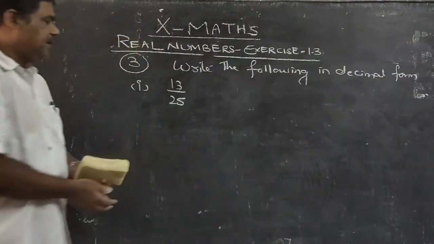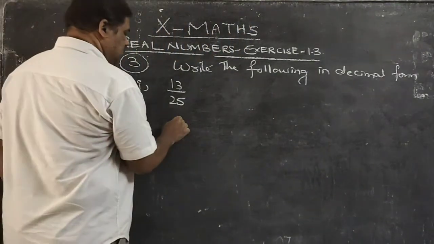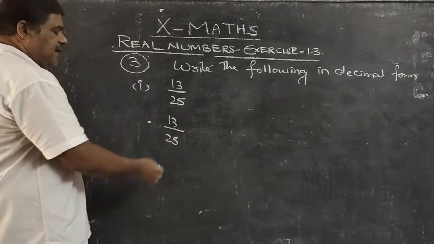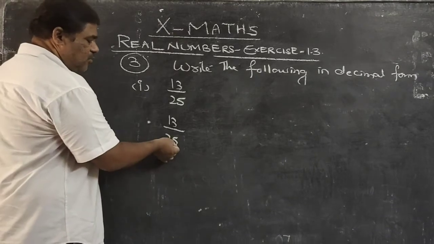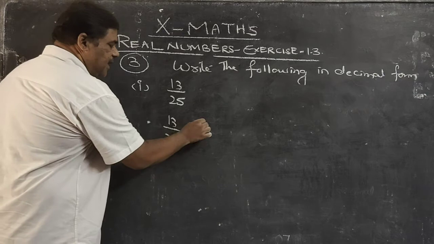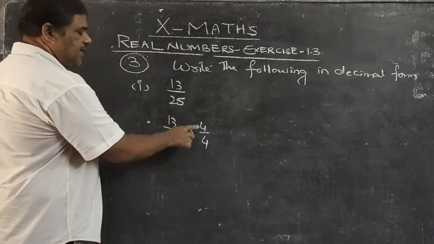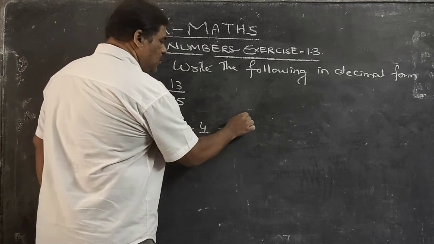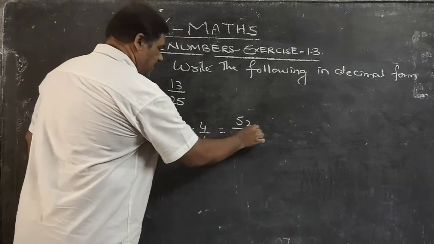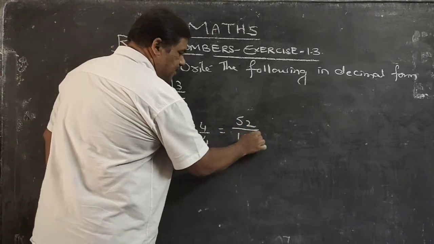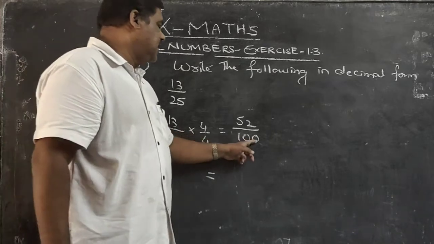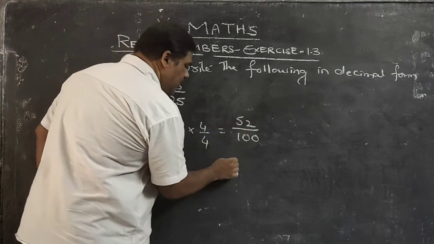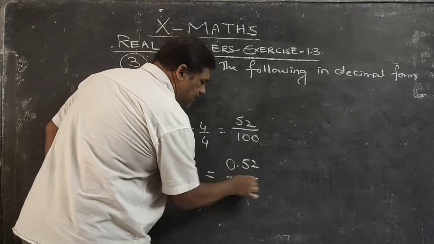Let us make the denominator a multiple of 10. So 13 by 25. We can make the denominator 100. We cannot make it 10 because 25 is more than 10. So 25 you can make 100, that is, multiply and divide by 4. Let us multiply the numerator and denominator by 4. So 13 fours are 52 by 25 into 4 is 100. If the denominator is 100, after 2 digits from the left side you have to keep the point. So 52 by 100 is nothing but 0.52.